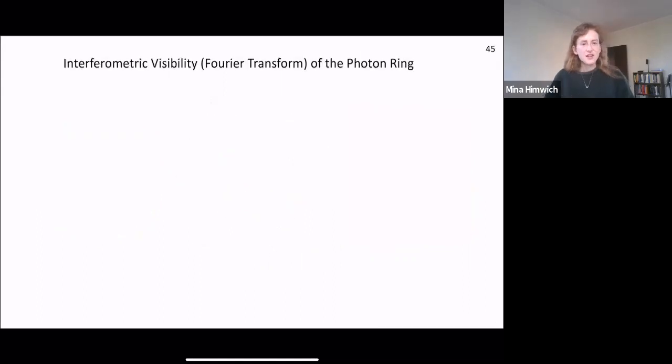So image reconstruction deserves many entire talks in its own right. But what's beautiful also about the photon ring is that you don't need to do any image reconstruction to see the universal features of the subrings, because they're well separated in Fourier space, essentially because they have different sizes or different spatial frequencies. So how am I doing on time?